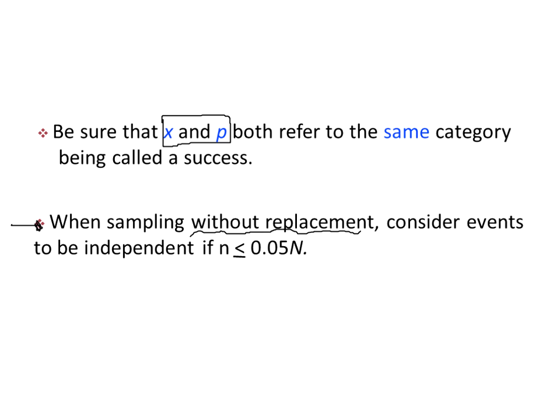And the reason we say this is because without replacement, we don't have that independence anymore. The probability of the next is going to be affected by what happened before, because it's without replacement. So you're changing your total value of N. But in this case, we are able to consider events to be independent if this rule applies: if your sample size is less than or equal to 5% of your population size.